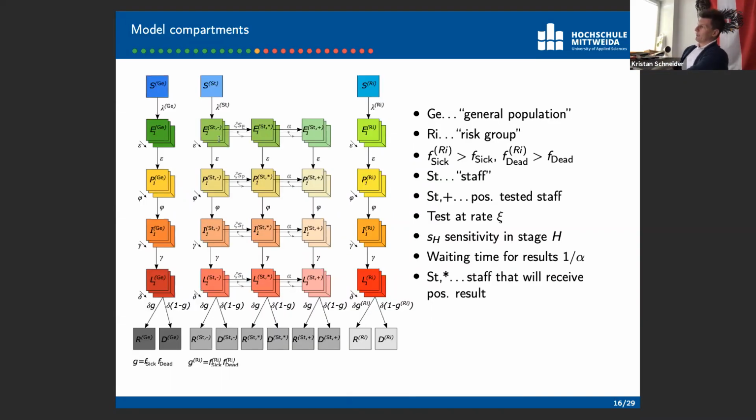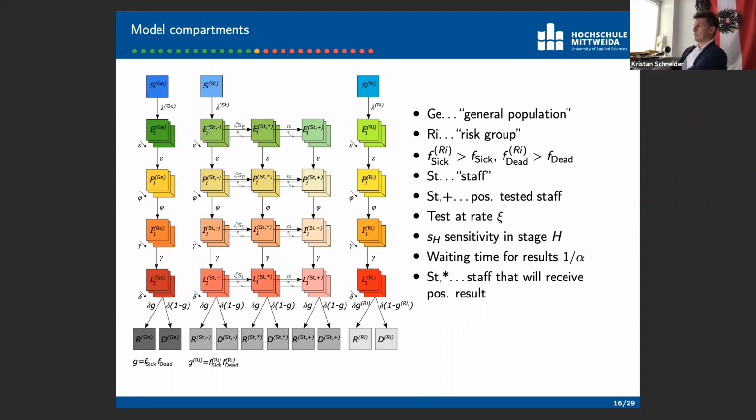We are modeling another group of compartments, and those are indicated with a star. So those are staff who are infected, they are tested, and their test results will be positive, only they have not received the result yet. In those compartments, they behave just like the staff that is not yet tested positive, and they are waiting for their results.